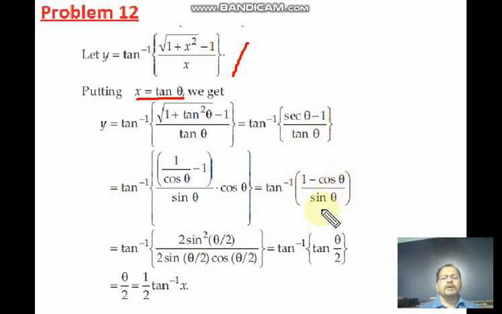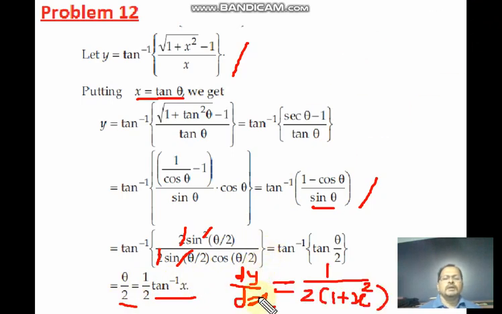Like we solved initially in the problems, 1 minus cos theta, the formula is 2 sin square theta by 2, and sin theta, the formula is 2 sin theta by 2 cos theta by 2. 2 gets cancelled, one term of sin theta by 2 will get cancelled, and tan inverse tan theta by 2, so only theta by 2 remains. Only theta by 2 means half tan inverse x, and its derivative dy by dx is equal to 1 upon 2 into (1 plus x square).